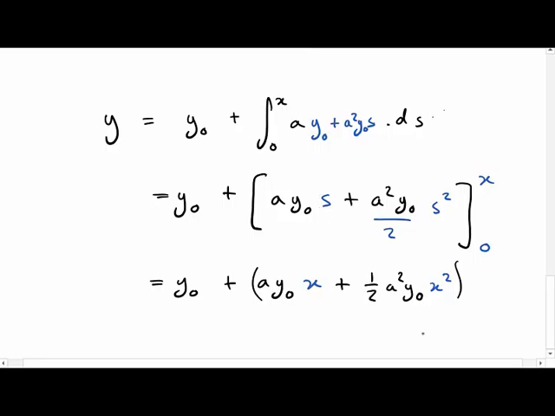So let's just have a look and see at the moment if we can spot any kind of patterns. Because that, to me, is screaming something out. That, to me, looks like a power series.